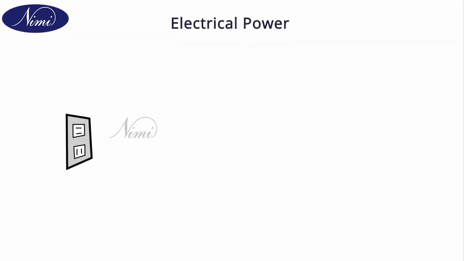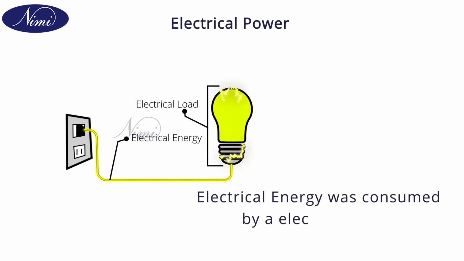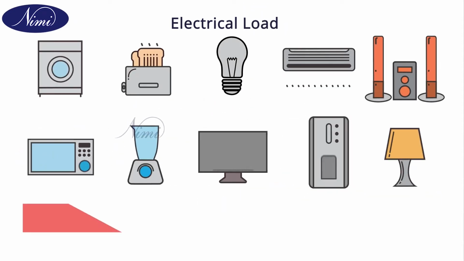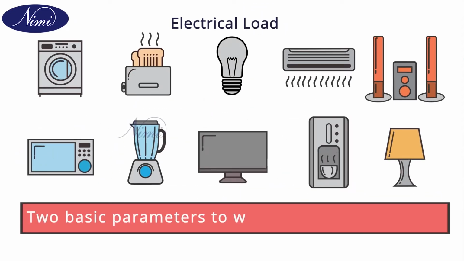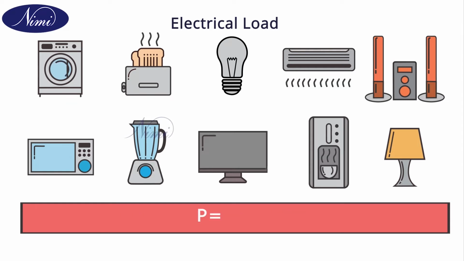In electrical, power is the rate at which electrical energy is consumed by an electrical circuit. Any electrical load requires two basic parameters to work, that is voltage and current. So, power is voltage into current, that is P is equal to V into I, and the unit of power is watt.